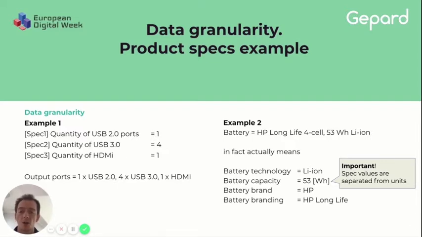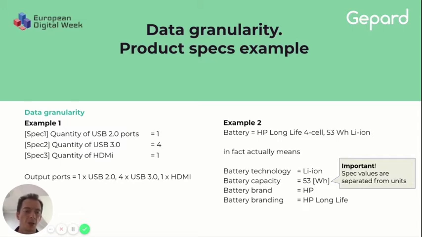You can also see in example number 2, the battery HP long life 4 cells, 53 watt hour lithium. That gives a lot of information about which battery it is. But if you really want to look into the data in a granular way, then you're going to make 4 specs out of this one string.